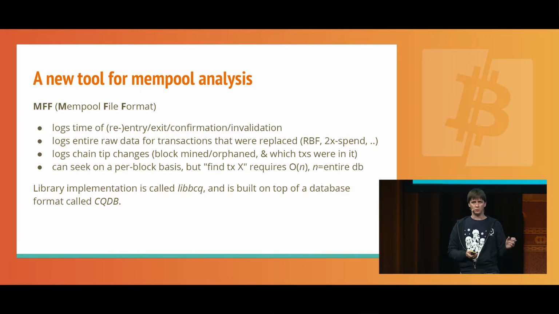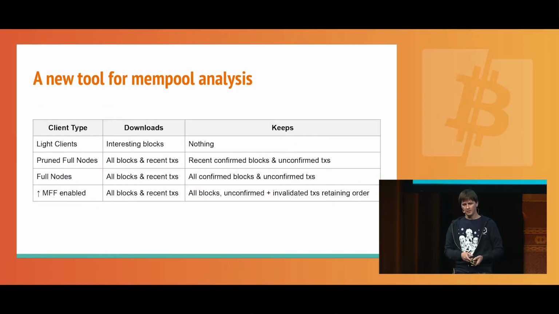But if you want to find like transaction X, that's an O(N) operation where N is the entire database. So that's not very optimal. And the reason I'm saying that is because this is a very specific kind of tool, format, which solves a specific task, and it's very bad in most other cases. So anyway, there's a library implementation of this as well. It was called BCQ, and it's built on top of another library, which is called CQDB. And those are all things I will explain a little bit about.